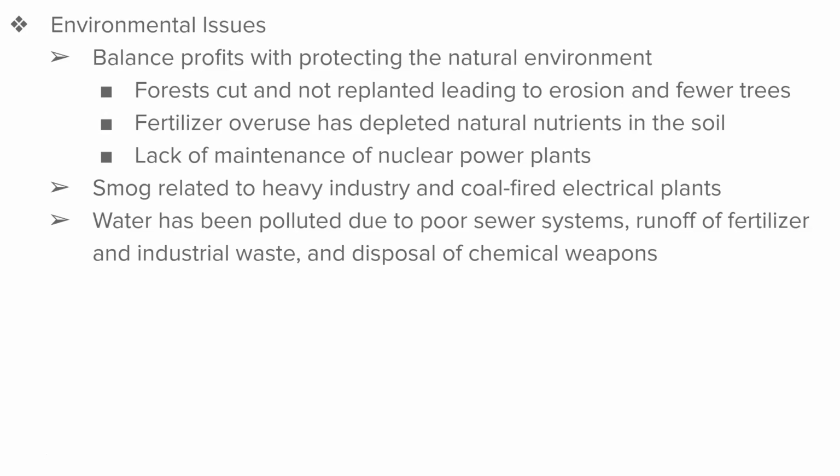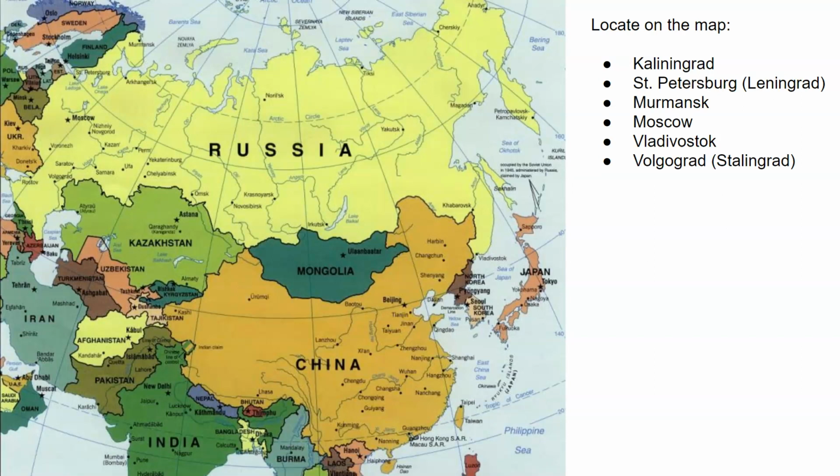Smog, certainly from that heavy industry as well as the coal-fired electrical plants, which still form an important part of the energy production in Russia, continue to be an issue. And water has been polluted due to the poor sewer systems that exist, the runoff from that fertilizer that we mentioned earlier, as well as industrial waste, and in some cases the improper disposal of those chemical weapons. So certainly some issues being dealt with in Russia.